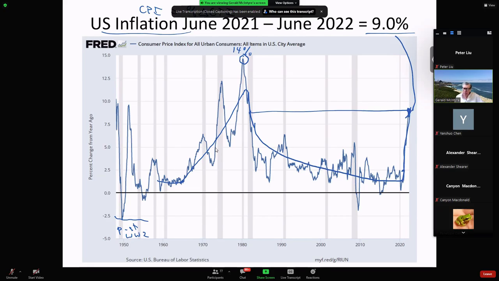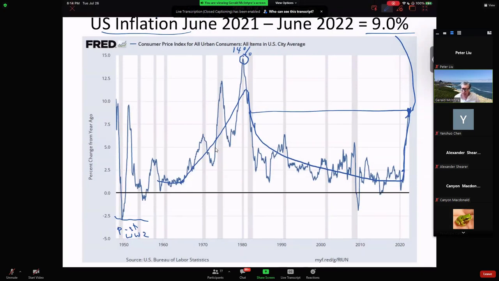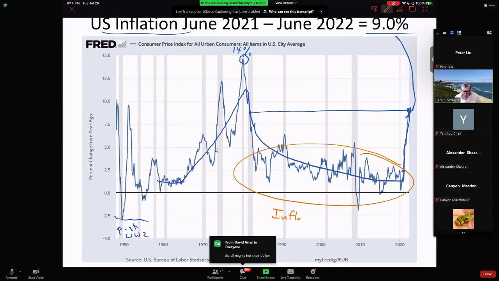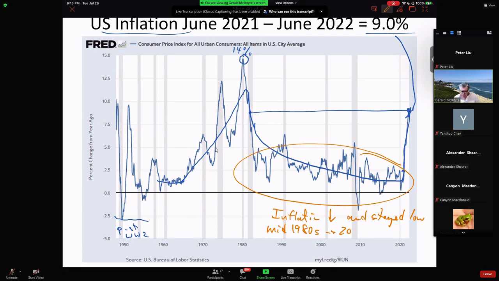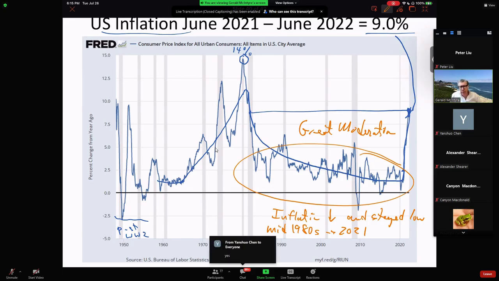This period here, let's give it a different color, where inflation fell and stayed low from the mid 1980s until 2021. This period is sometimes called the Great Moderation. For some reason, the inflation rate came down from very high levels in the early 1980s to a low level and has stayed there for almost 40 years until just the last year. That's known as the Great Moderation.